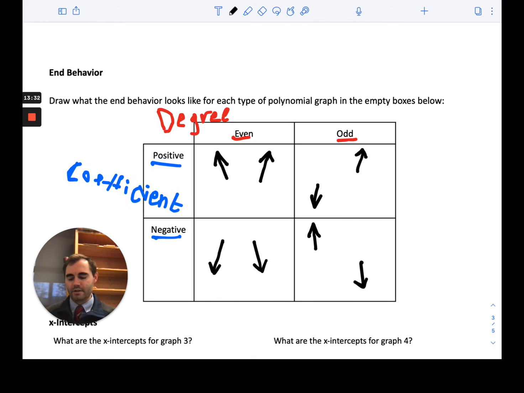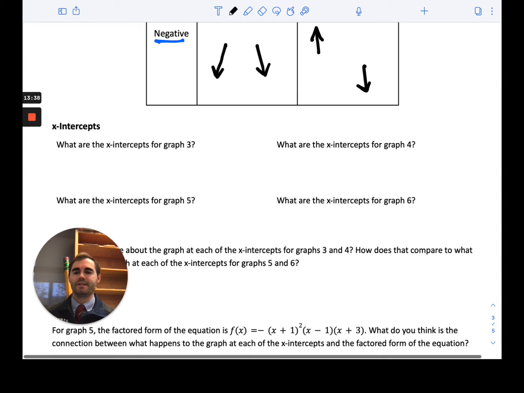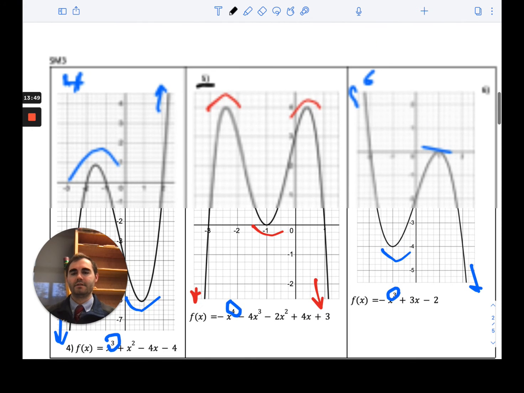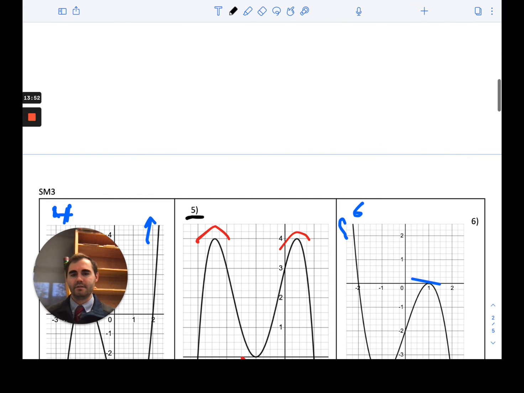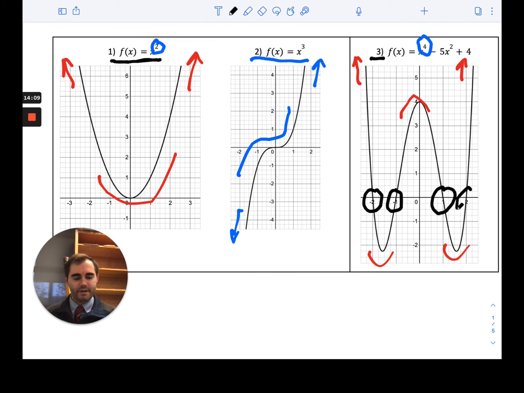All right, so now let's take a look at the x-intercepts for each of the graphs. Remember that the x-intercepts are the places where the graph crosses the x-axis, right? If we take a look at graph number 3, let me scroll back up here. If we look at where we cross the x-axis, notice that we're crossing here for one of them, here for another place, and then here at this one, and here at this one right here. So we're crossing at those 4 places.